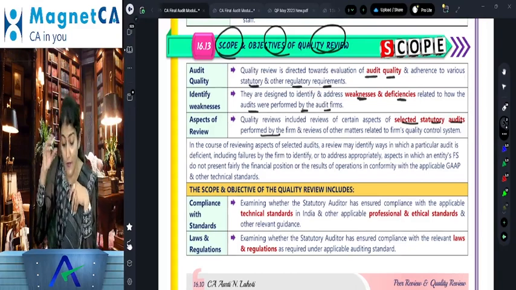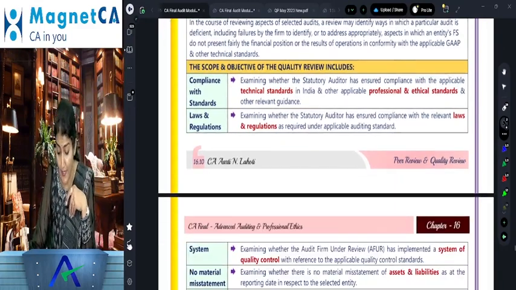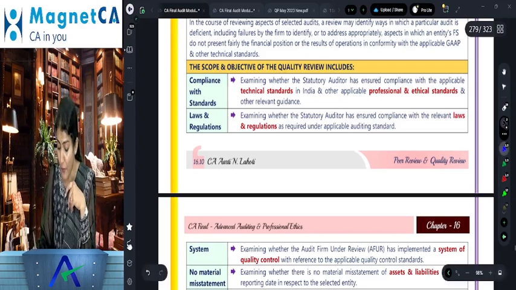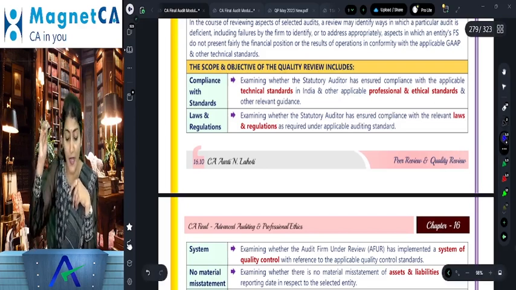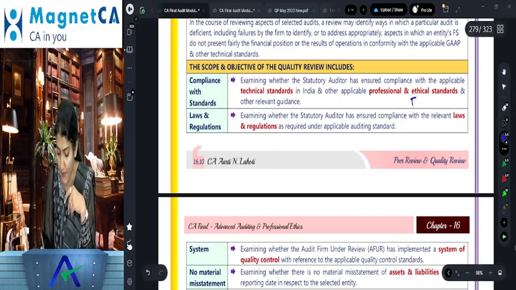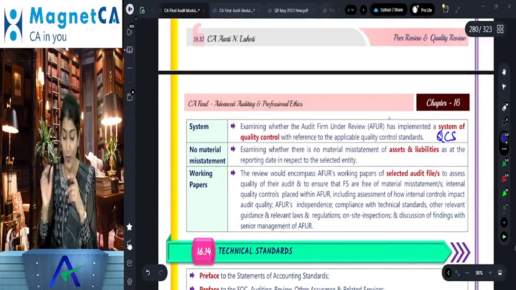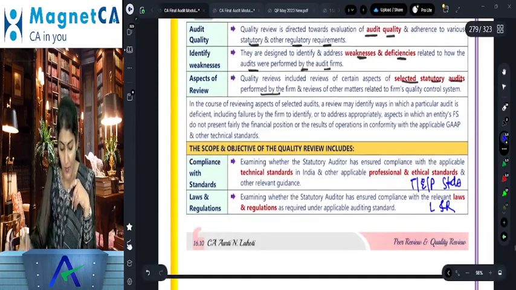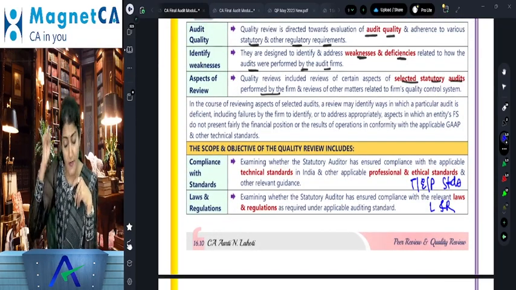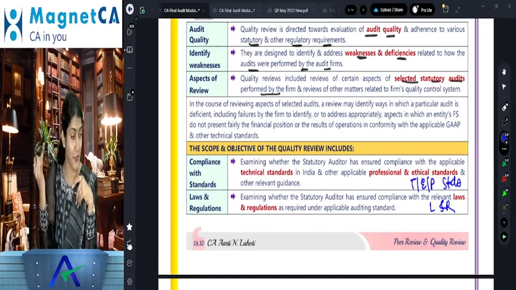Right. Then what is the scope and objective? So when they are checking this audit quality, what are they going to do? They are going to check compliance again with the same three: technical, ethical and the professional standards. Then they are also going to check the compliance with the laws and regulations. They are also going to check the quality control system. So what are the first 3 points? Audit quality, weaknesses and deficiencies, selected statutory audits.